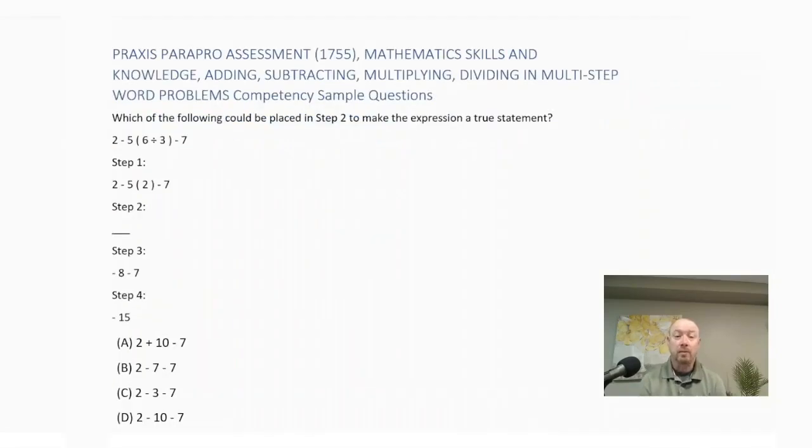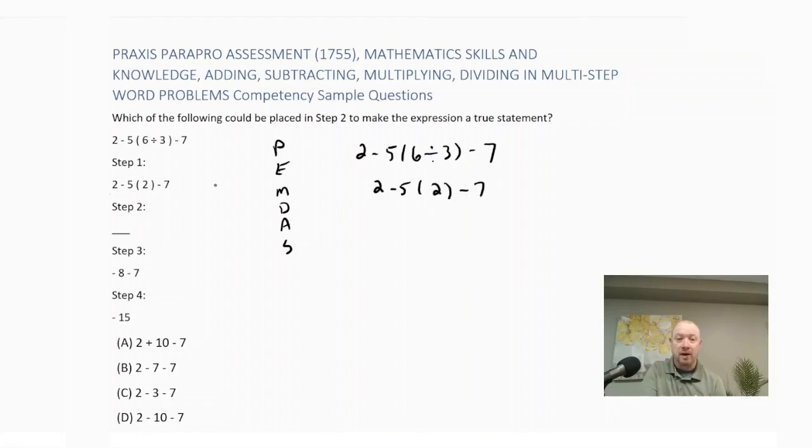Which of the following could be placed in step 2 to make the expression a true statement? So we start off with 2 minus 5 times the quantity 6 divided by 3 minus 7. Now remember, we're following PEMDAS. So that is the acronym to remember the order of operations. So the first step in PEMDAS would be P for parentheses. So we see 6 divided by 3. So we would get 2 minus 5 times 2 minus 7. Okay, so that's our first step.